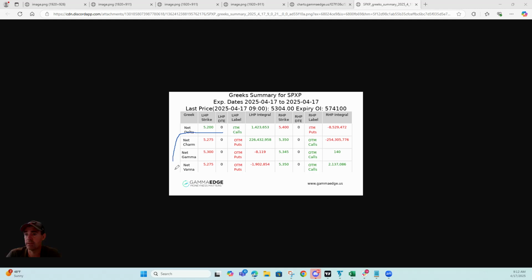Again, the second and third order Greeks outlined here are sensitivity levels if we traverse through those levels, but again, understand that the first order Greeks, net delta, is the overriding factor within the overall structure.